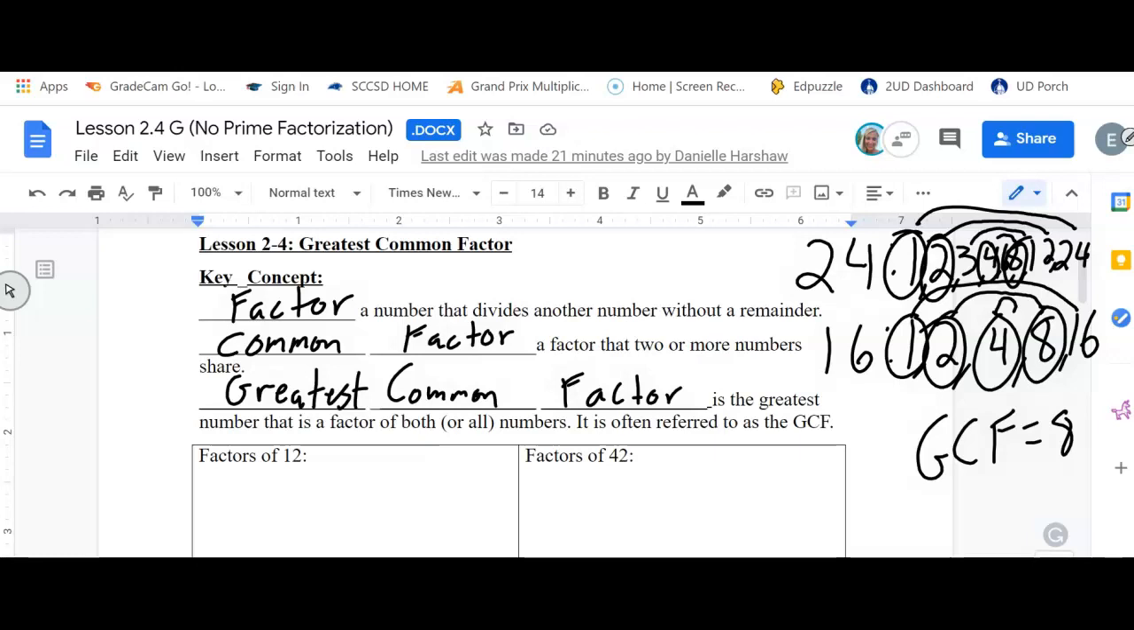Good with that? Think you can handle it? Okay, go ahead and try. Factors of 12 and 42. Again, please use your agenda for both of those. Factors of 12 and 42. List them in the rainbow just like this.